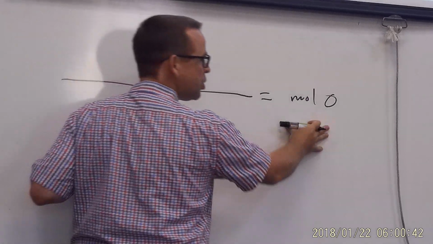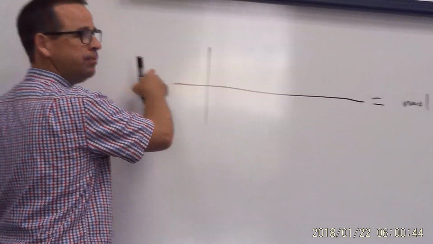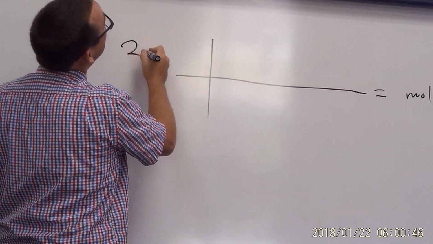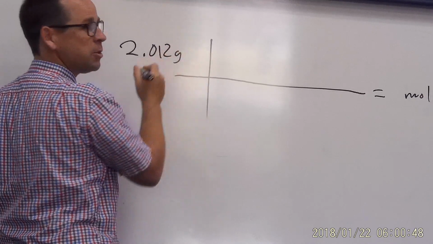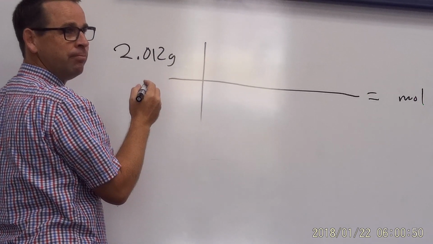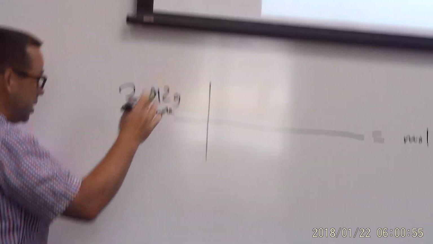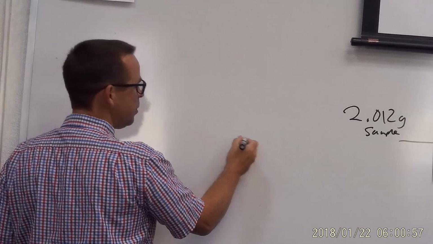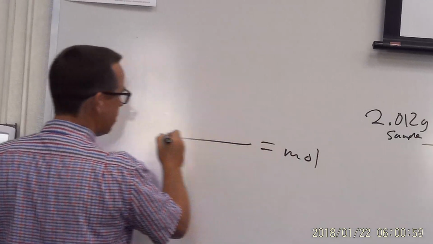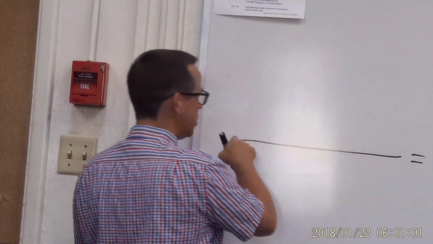So, how many moles of oxygen? What do we start with over here? Grams of what? Okay, sample. We'll call it sample, because we don't know what it is. But you're right, you put N on there. Now, I saw other people start with something else. Did anybody else start with something else if they wanted to go to moles of oxygen?